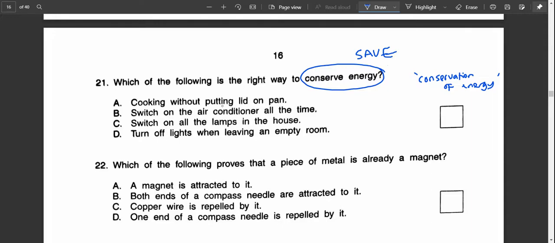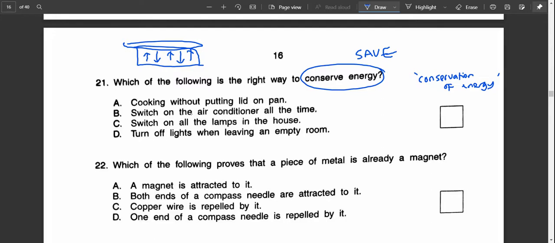A, cooking without putting the lid on the pan. So if you do not cover the lid, it will cook longer, because if you cover the lid, what happens is that this is the pan, and then you cover on top of it, the heat will be trapped, and once the heat is trapped, it will heat up any foods inside there faster.